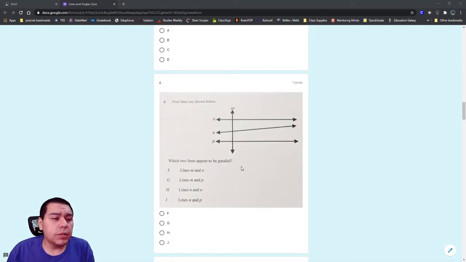Which 2 lines appear to be parallel? F, lines M and N. G, lines M and P. H, lines N and O. Or J, lines N and P.